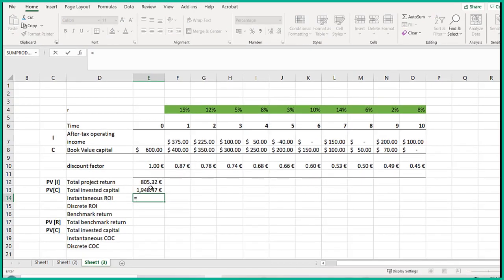So dividing the total project income by the total invested capital, we get 41.3%. This is an instantaneous return on investment. If you want an annual return on investment, we just have to multiply this figure by 1 plus the first cost of capital, as we have shown in the previous video.